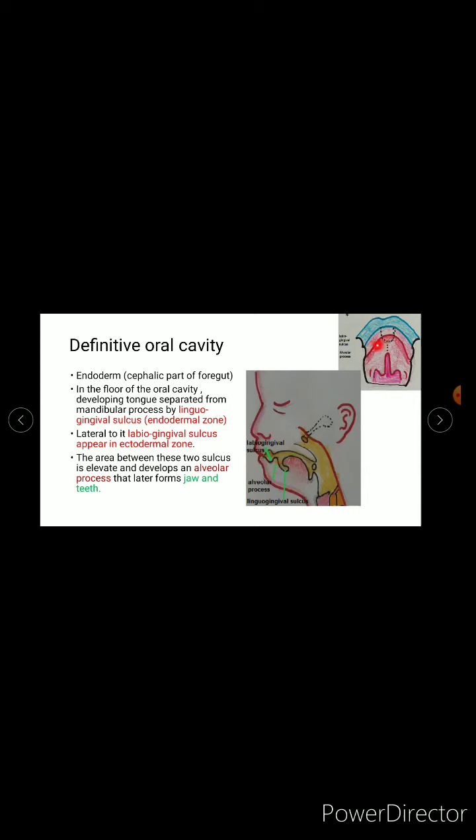In this diagram you can see the roof of the mouth, in which you can see the lip and the labiogingival sulcus, and this is the alveolar process.